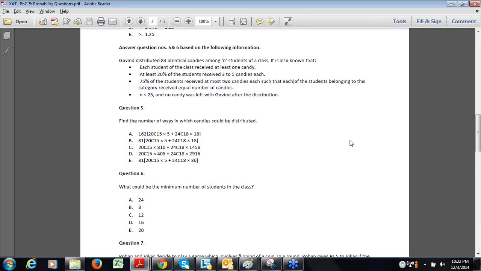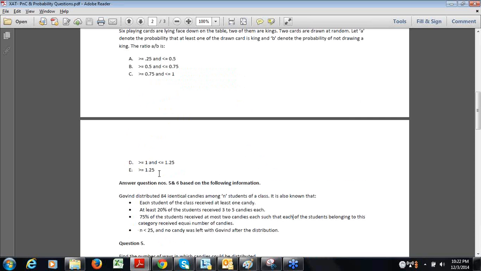Aditya, the answer is E. Greater than or equal to 1.25. We got 1.5. 1.5 is greater than 1.25. So we'll go ahead and mark option number E. Got it, Aditya?